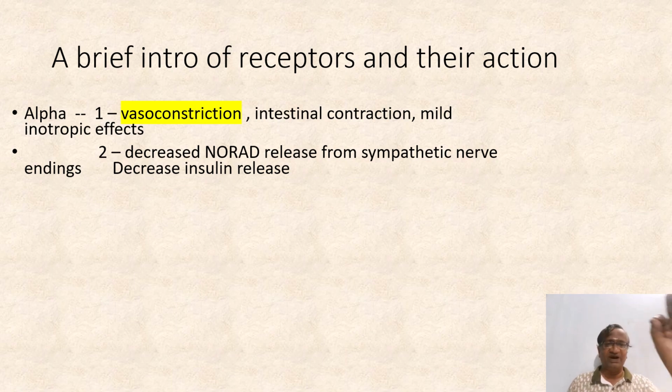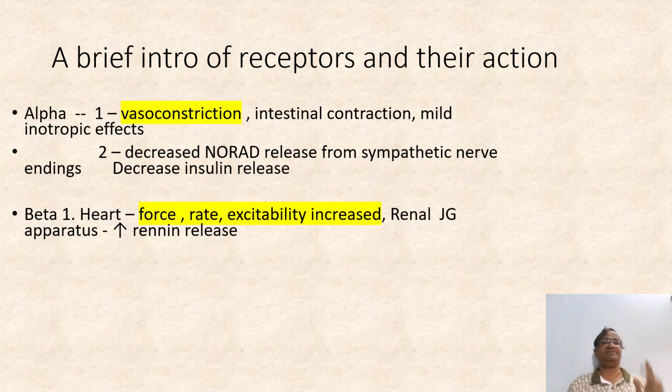Alpha 1 is in the blood vessels, vasoconstriction. Alpha 2 is anti-sympathetic because it decreases noradrenaline release from the sympathetics. That is what clonidine and dexmedetomidine do. So alpha 1, vasoconstriction. Alpha 2 may be vasodilatation. So that is what we should understand. I am talking about agonists.